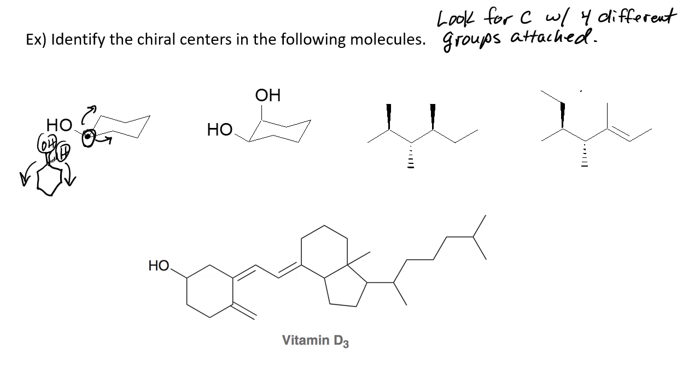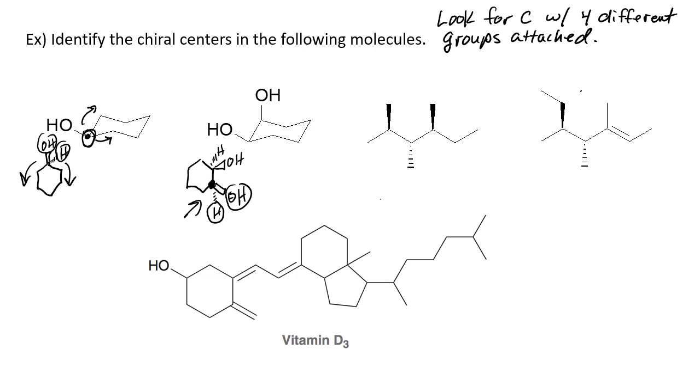In the next example, if we want to draw a bond line structure to help us see it better, all right, we can see that each of these carbons has a hydrogen and an OH. Let's start with the first one on the bottom here. We've got a hydrogen, an OH, right, on this carbon.